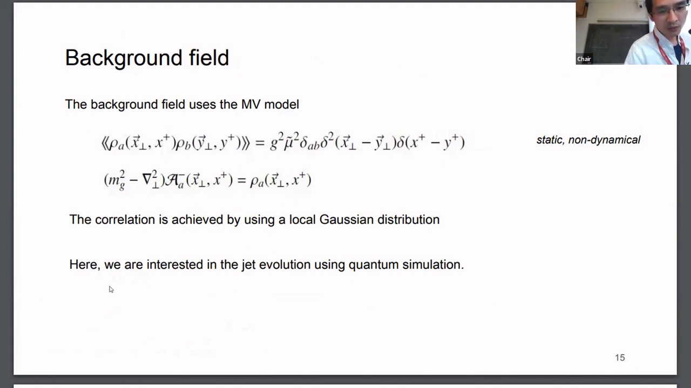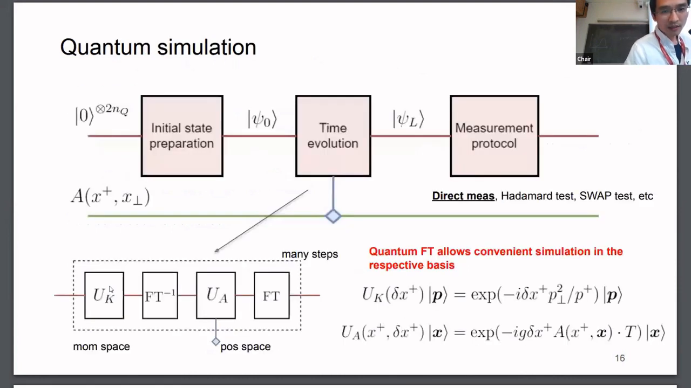And here, in this work, we're interested in jet evolution using quantum simulation. This is the framework that we are using for the quantum simulation. Essentially, there are three stages: one is the initial state preparation, the second is the time evolution, and then measurements. For the initial state preparation, we are just starting with the 2D momentum being 0 and 0. So that's very simple.